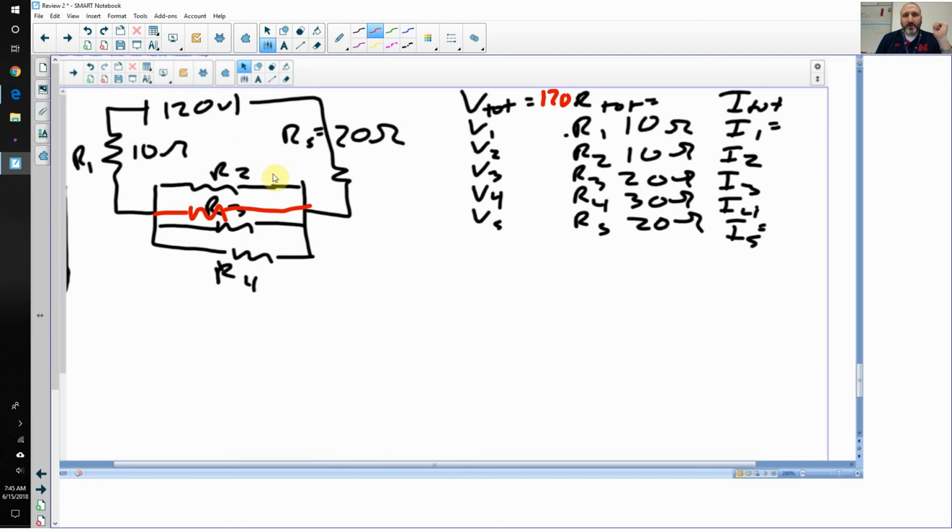So R2 is 10, R3 is 20, R4 is 30 ohms. If we plug this in, 1 over 10 plus 1 over 20 plus 1 over 30, and then take the inverse of that, we end up with 5.45 repeating ohms of resistance. So this thing is 5.45 ohms. The whole thing here is going to act like one resistor that's 5.45 ohms.